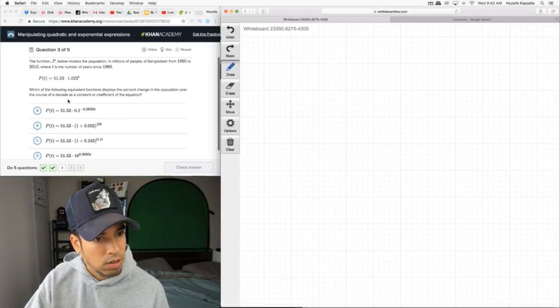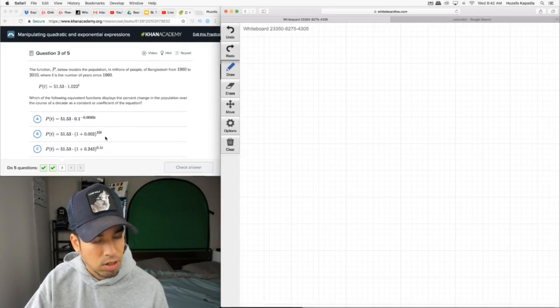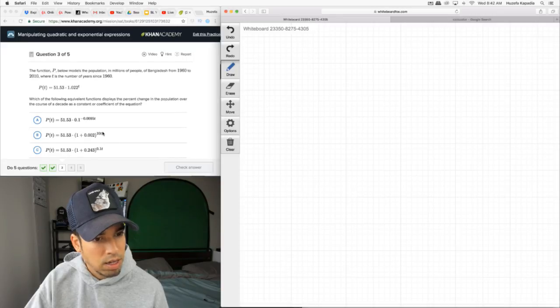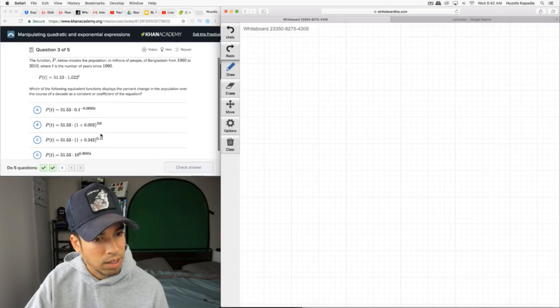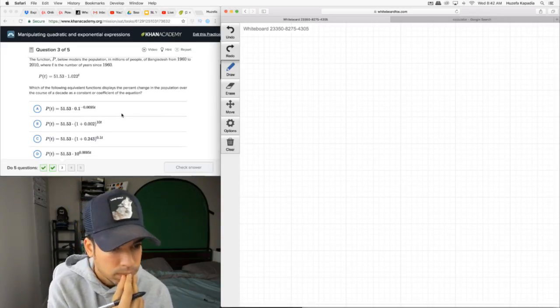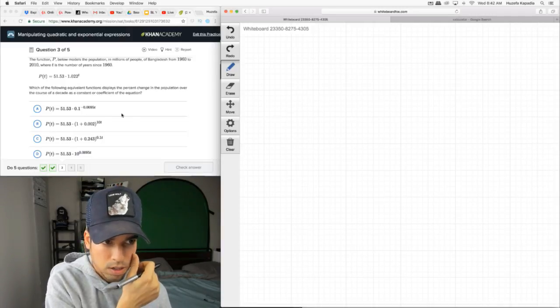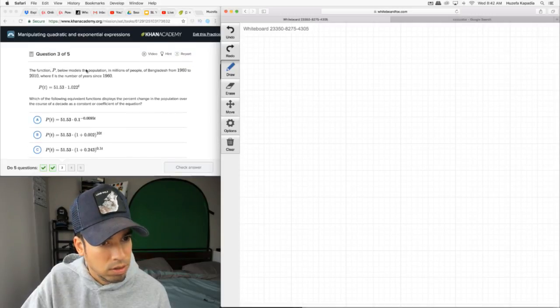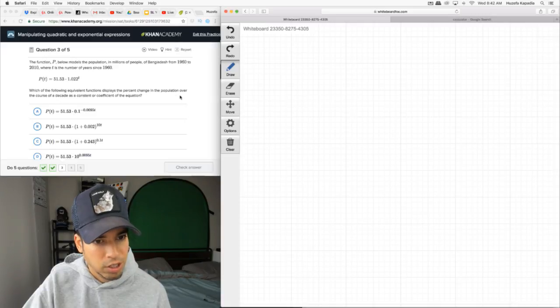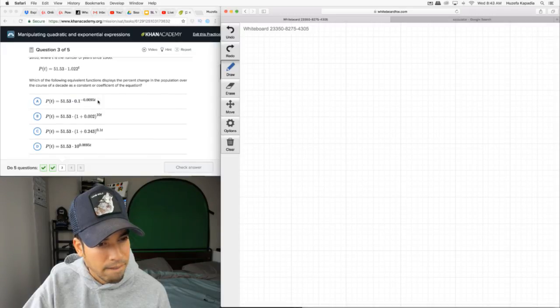So let's see. This is still the starting point. All these have the same starting point. And now we're talking about every 10 years. Let me think about this for a second. Which of the following equivalent functions displays the percent change in the population? This models the actual population. And so which of the following displays the percent change in the population?